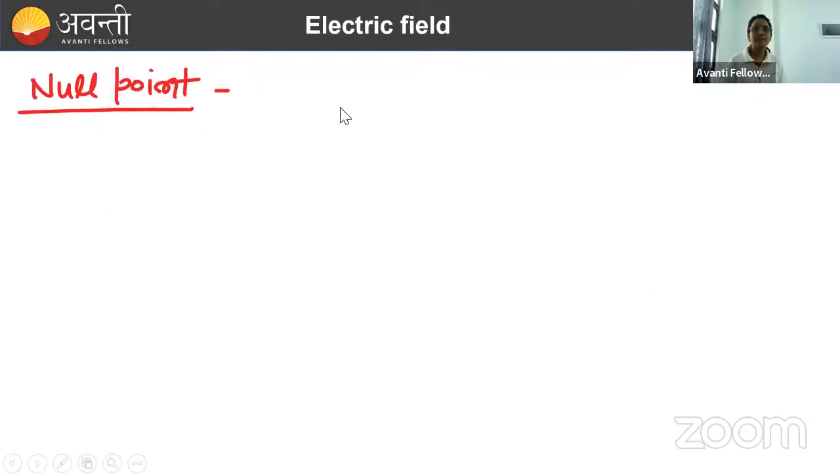Now there is a term, null point. What do you mean by null point in electric field? Null point means the point at which your electric field is going to be zero. Suppose you are having a two charge system, a plus Q charge and a minus Q charge, and we have to find the null point along the line joining the two charges.